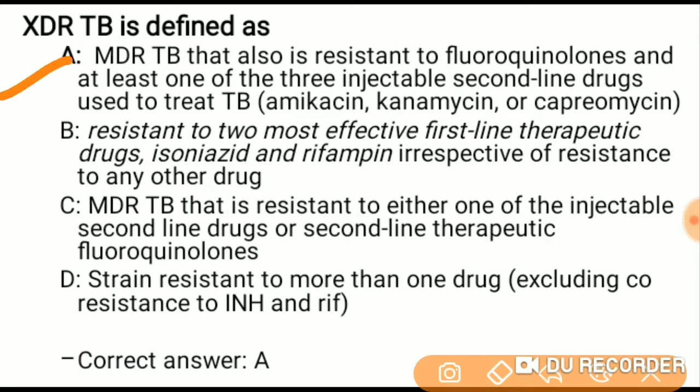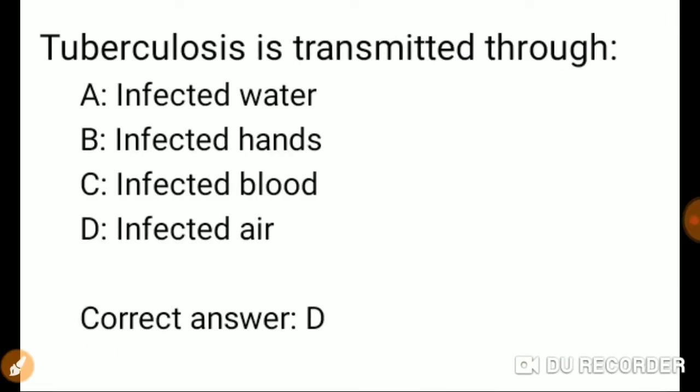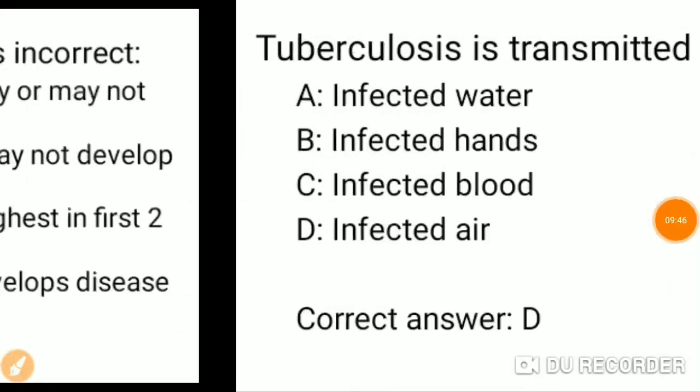Now XDR TB. XDR means extensively drug resistant. We can say MDR TB that is also resistant to fluoroquinolones and at least one of the three injectable second-line drugs of TB like amikacin, kanamycin or capreomycin. Tuberculosis is transmitted, as we already discussed, through infected air. This is transmitted by the inhalation route.